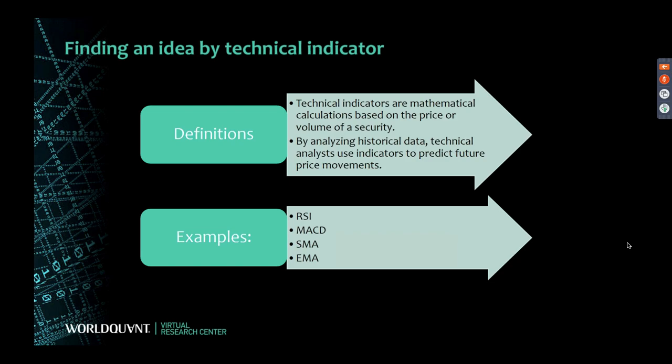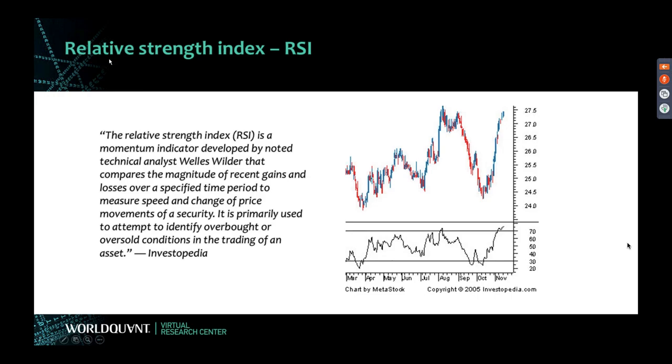So let's take a look at the RSI, the relative strength index. This is a quote from Investopedia: The relative strength index, RSI, is a momentum indicator developed by noted technical analyst Welles Wilder that compares the magnitude of recent gains and recent losses over a specified time period to measure speed and change of price movements of a security. It's primarily used to attempt to identify overbought and oversold conditions in the trading of an asset.